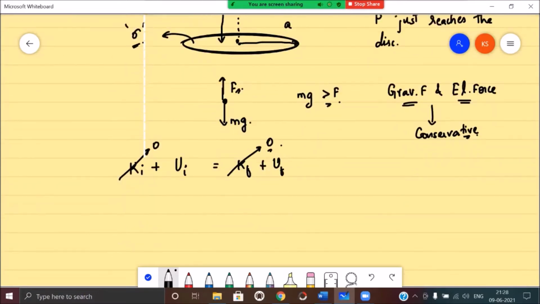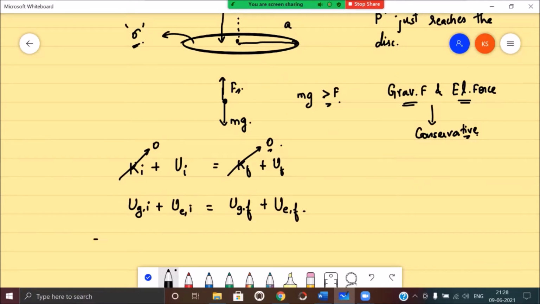And now your potential energy is due to two conservative forces over here. So you'll have gravitational potential energy and you'll also have electrostatic potential energy. The gravitational potential energy of the particle initially, plus the electrostatic potential energy between the particle and the disk, should be equal to your final gravitational potential energy plus the final electrostatic potential energy between the particle and the disk. And then we can now write initial gravitational potential energy minus final gravitational potential energy should be equal to final electrostatic potential energy minus initial electrostatic potential energy, right?